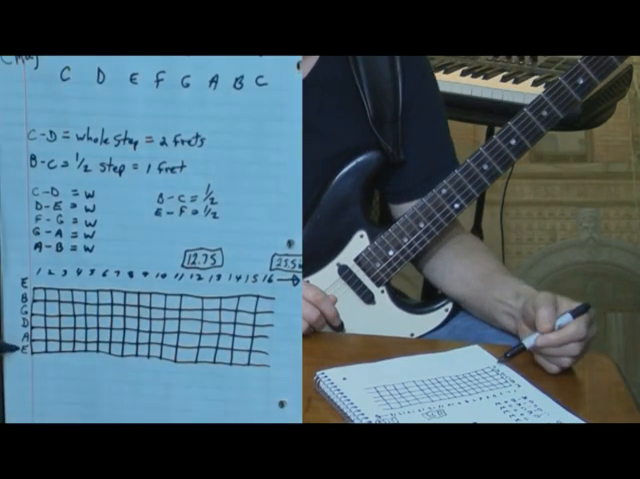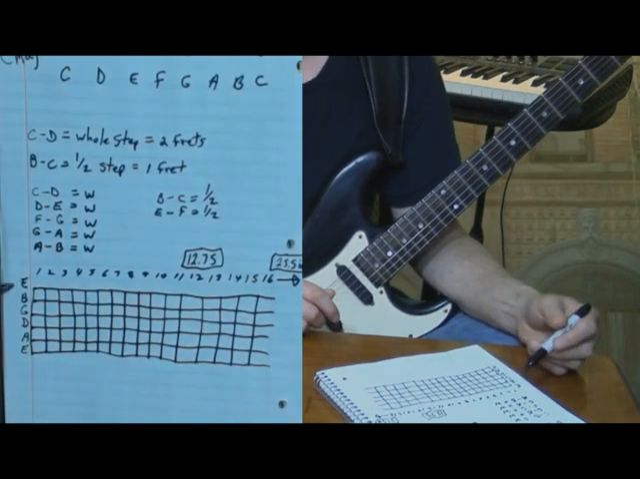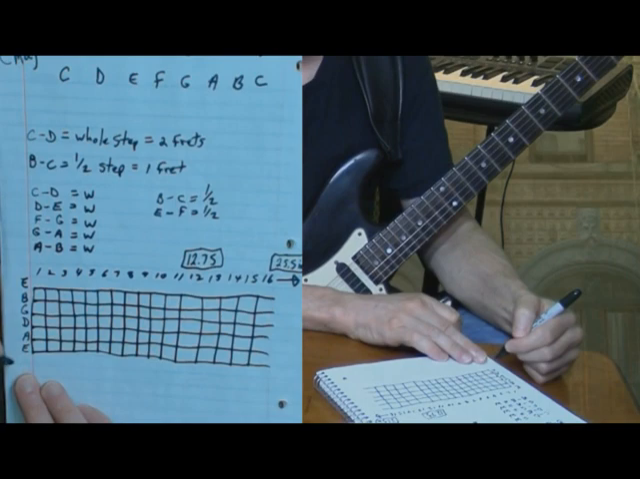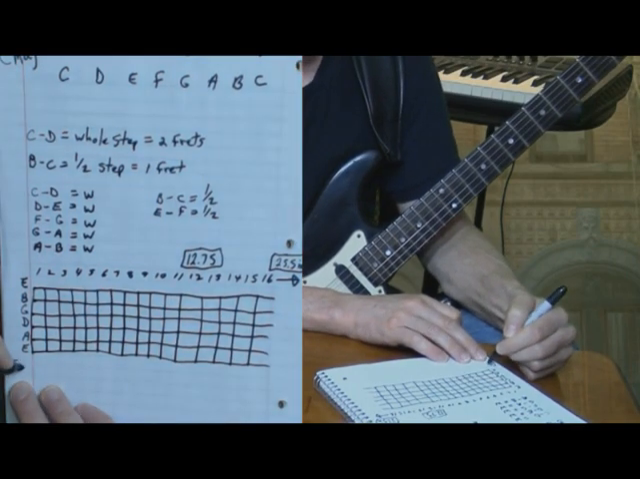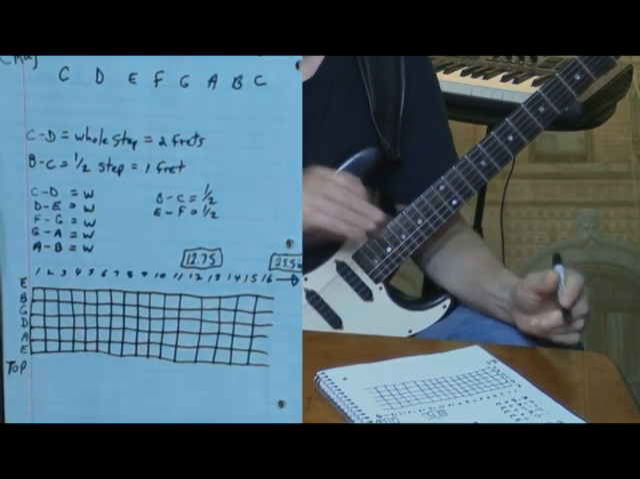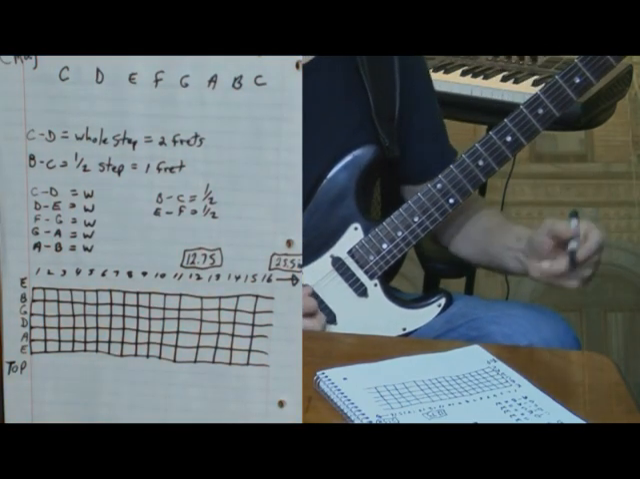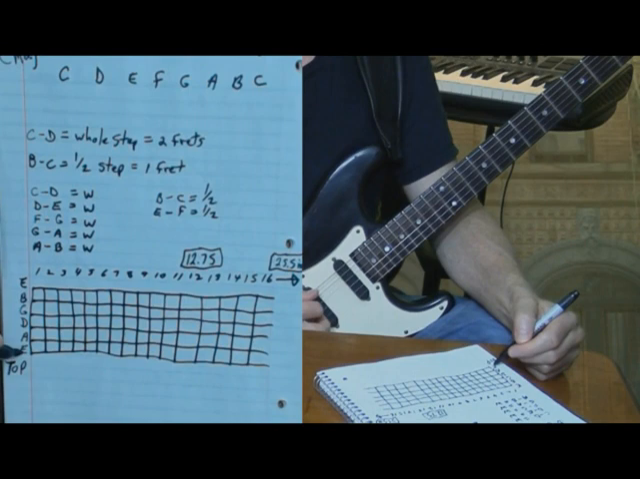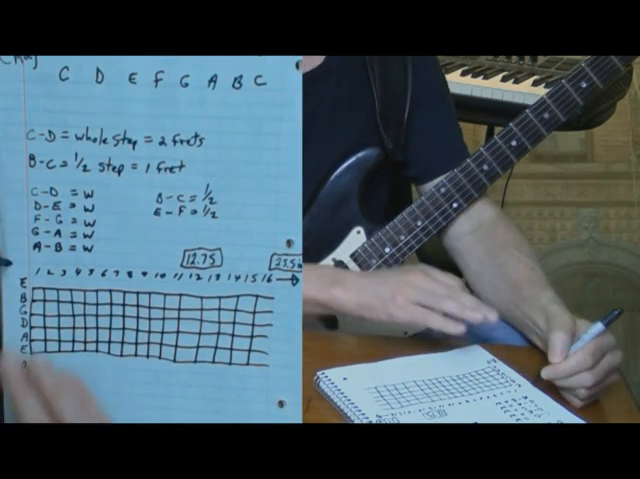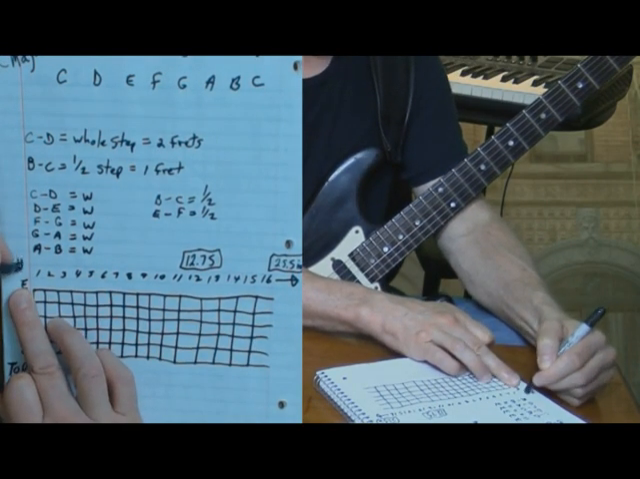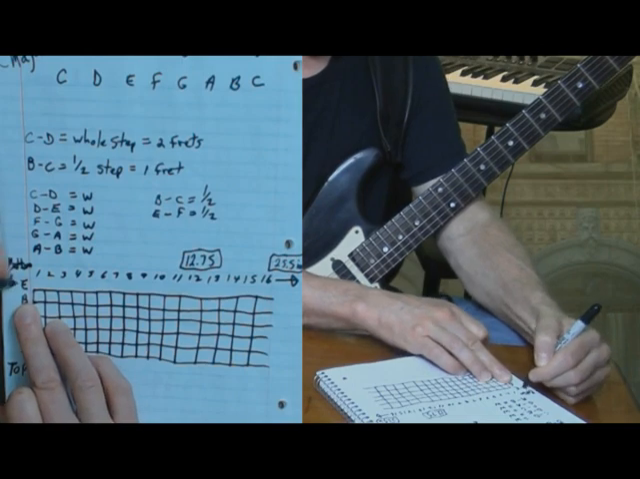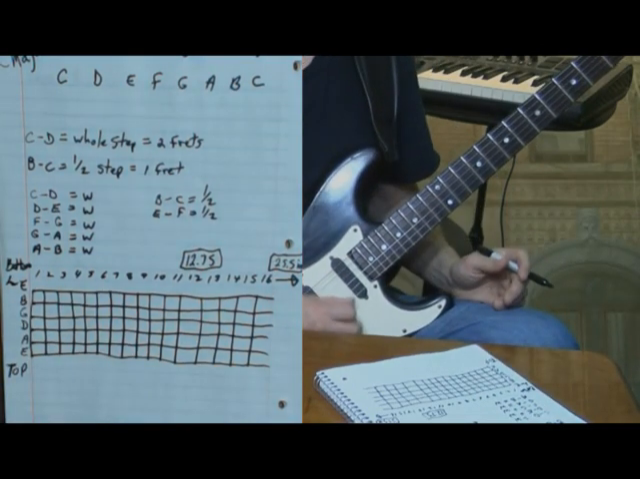Okay, so you have E, A, D, G, B, E. These are the open strings, and this is the top. This is like if you're looking down at your guitar, right, this is the E, this is the top E string, and this is the bottom string, right? This is the E on the bottom.